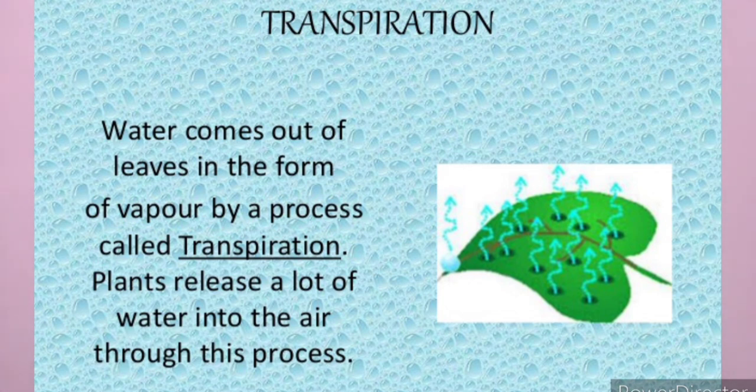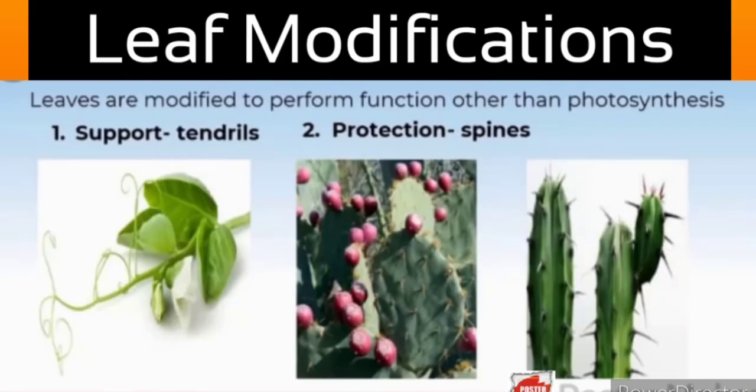Next is transpiration. Water comes out of leaves in the form of vapor by a process called transpiration. Plants release a lot of water into the air through this process. So these are the two important functions of the leaves, that is photosynthesis and transpiration. Next we have the leaf modifications. Leaves are modified to perform functions other than photosynthesis. The first one is support, in the form of tendrils, and the second is protection, in the form of spines.